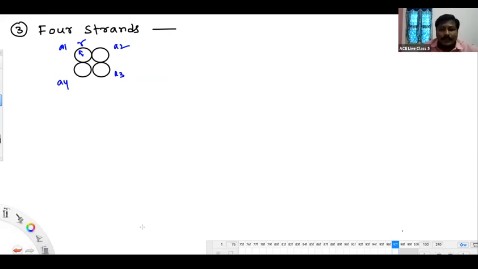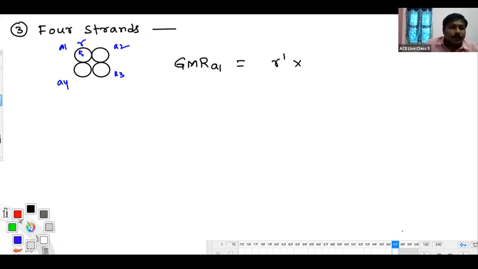Okay. First, let's take GMR of strand A1 here. Self of A1. What can you say for self of A1? Self of A1 is R dash. Okay. What is that A1 to A2 gap? A1 to A2 gap is 2R.